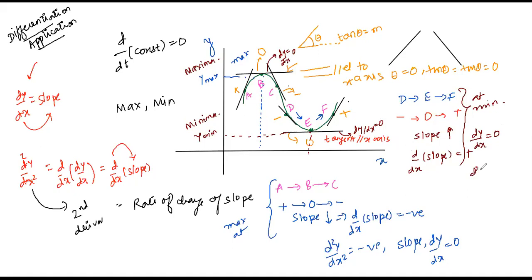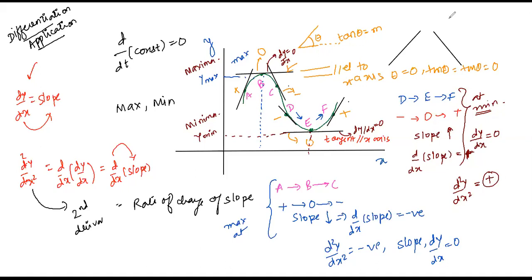But what about d2y by dx square at minima? At minima it is positive. Why? Because the rate of change of slope is positive, and the rate of change of slope is nothing but the second derivative, or d2y by dx square. Absolutely correct. This is really appreciable if you all have understood. Monica, are you very clear with this fact?